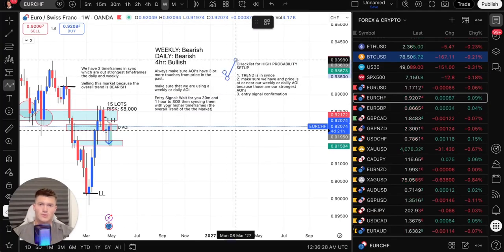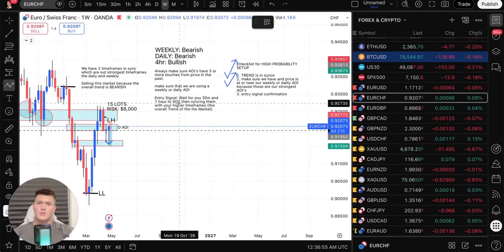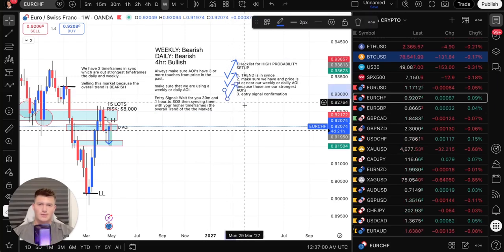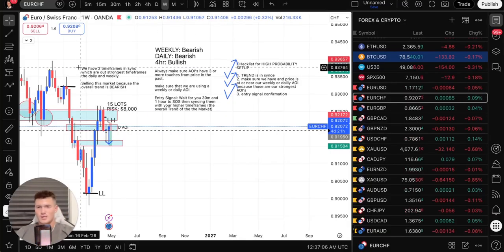Make sure that the trend's in our favor. We want to make sure that price is at or near our weekly or daily area of interest. And then we want to make sure that we are getting our entry signal confirmation. And if we get those three things, like I said, enter the trade.